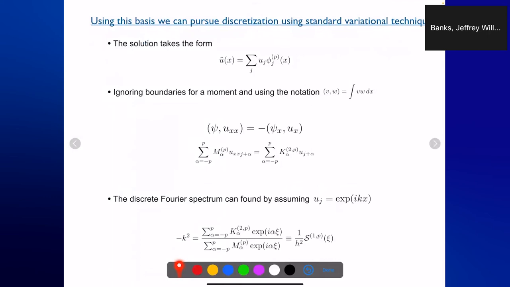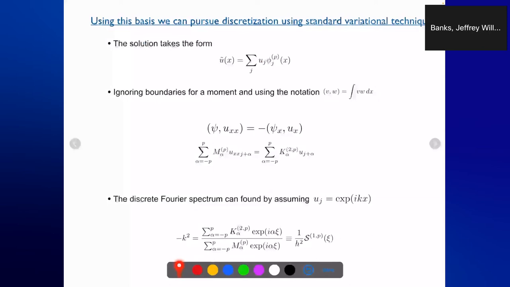Okay, so that's fine. Now I can just run it through standard variational techniques. The solution is going to be written as a linear combination of those basis functions, with the unknowns being the UJs. Okay, it's an interpolatory basis, so the solution is just the sum of UJ, phi j. Forget boundaries for a moment. We'll get back to boundaries in a moment. I'm going to use the standard inner product notation.